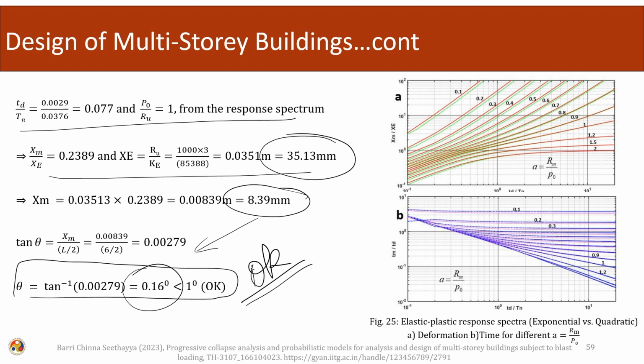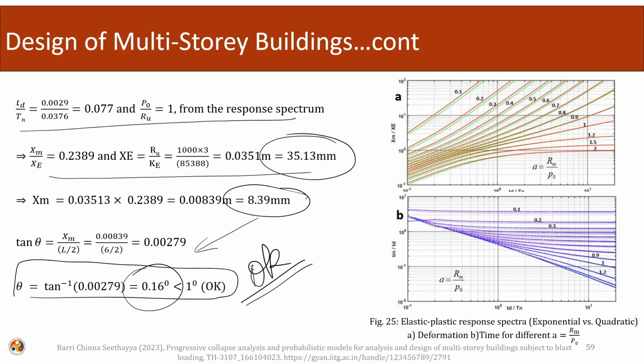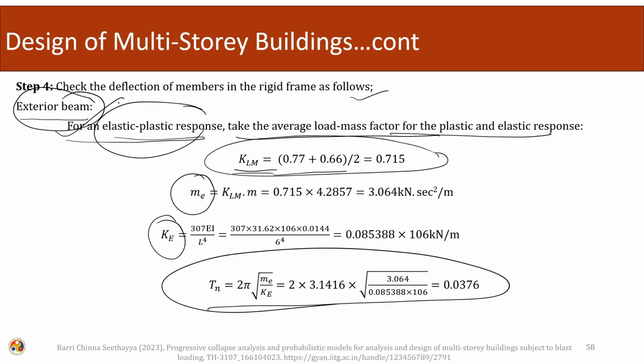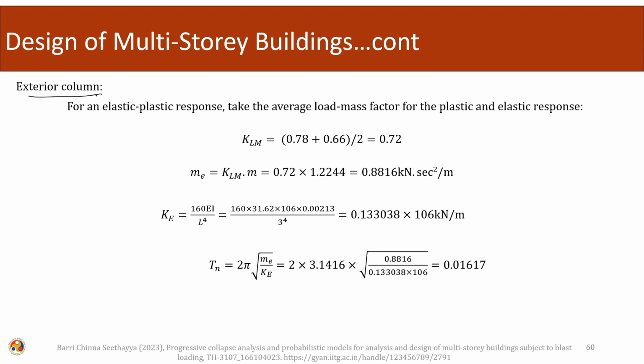So, we compared for the allowable sway in the system as well as we compared for the allowable rotation in the systems, and both are within the limits. After that, we take the exterior column. So, for the exterior column, earlier we have taken the exterior beam. So, what we are doing is that we are checking each of the members. So, first we had a check for the exterior beams, the rotation was within limits. After that, we are taking the exterior column.